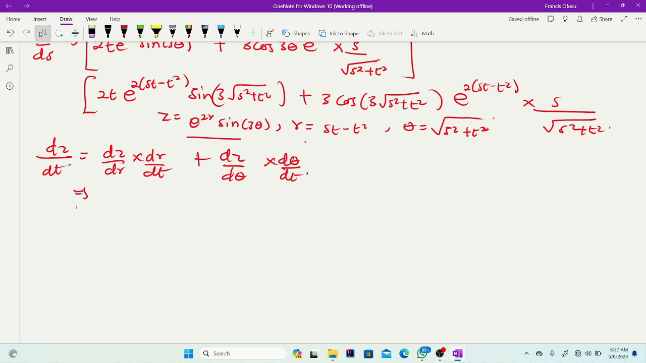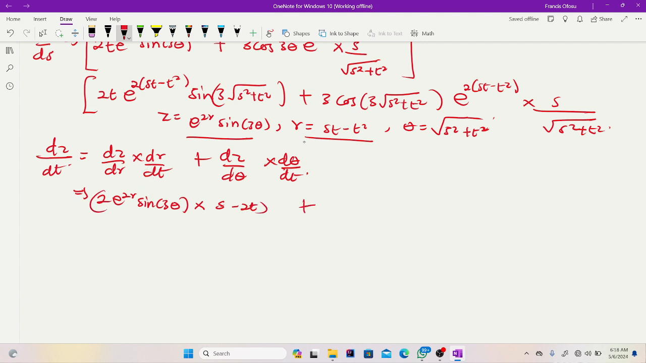So this is going to give me the dz on the dr. I'm going to get 2 e to the power 2r sine 3 theta. So that's what we just did, right? Times the dr on dt. So the dr on dt is the only different thing here. So now I'm differentiating my r with respect to t. So with respect to t, s is a constant, right? I'll get, if s is a constant, when I differentiate this st with respect to t, I'll get s, right? When I differentiate this, minus 2t. That is all for this.